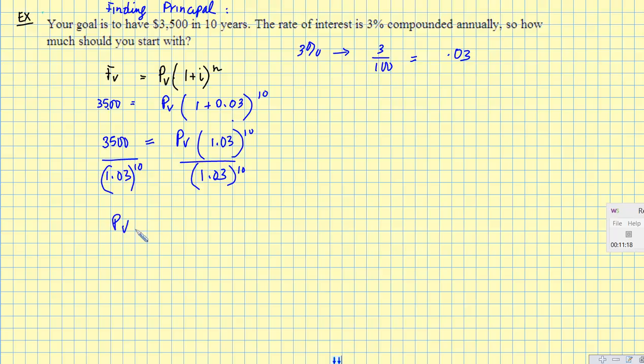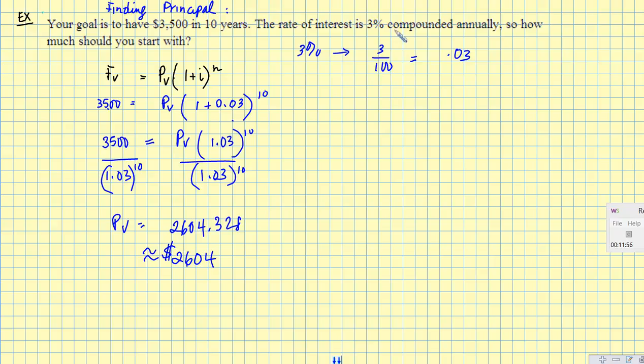And I end up getting that my previous value should have been, working it out very quickly, approximately 2,604.328, or we can just cut it down to $2,604. So that was what my original value would be in order for me to reach $3,500 in 10 years. We're looking at approximately $900. Not very much, but that's pretty realistic.